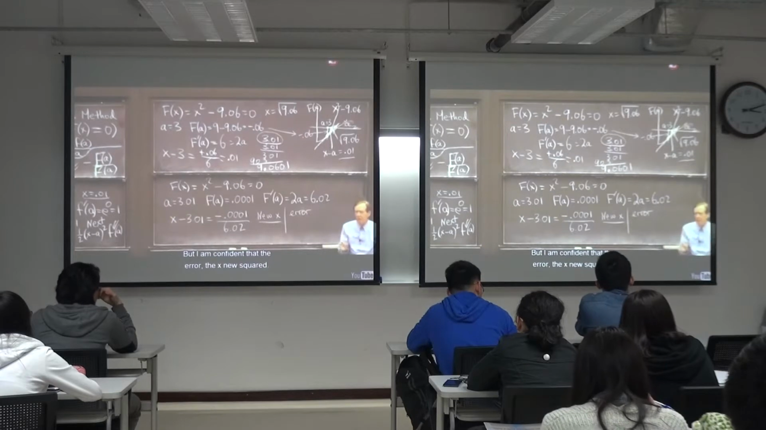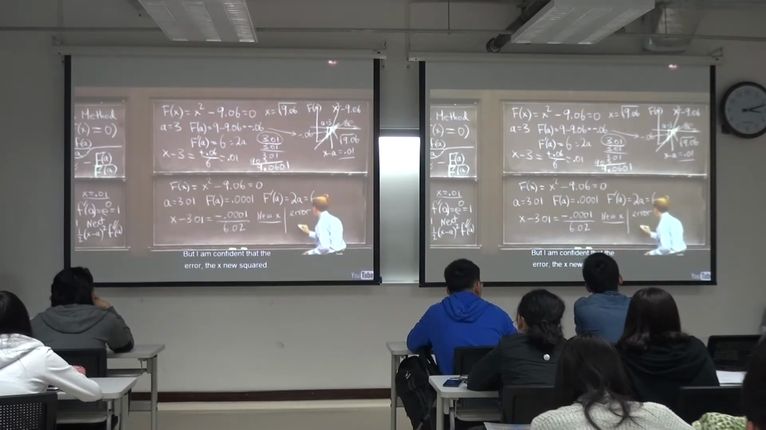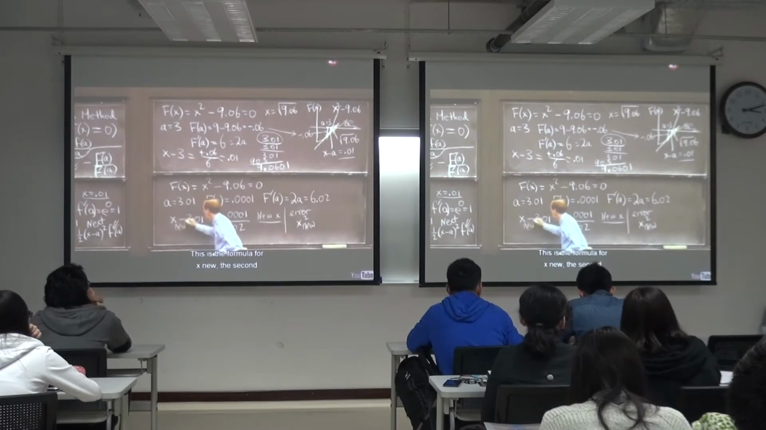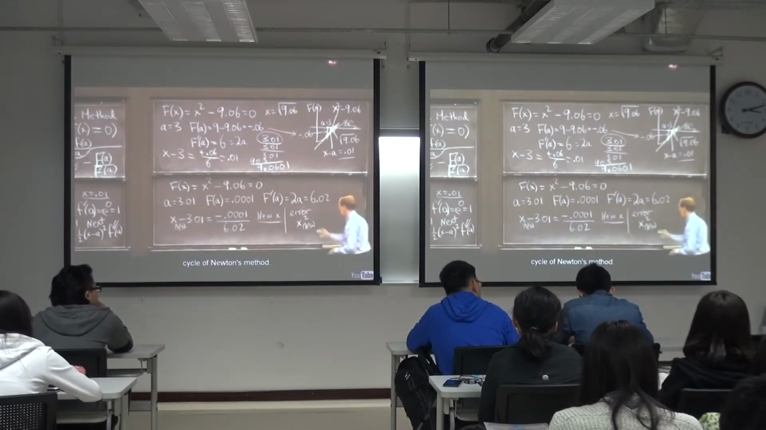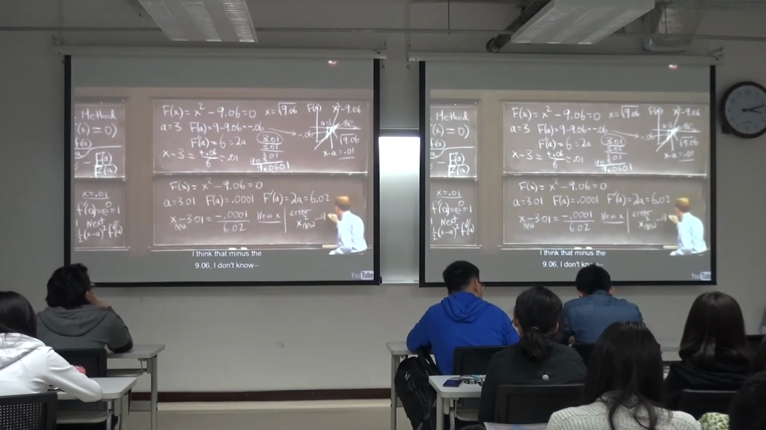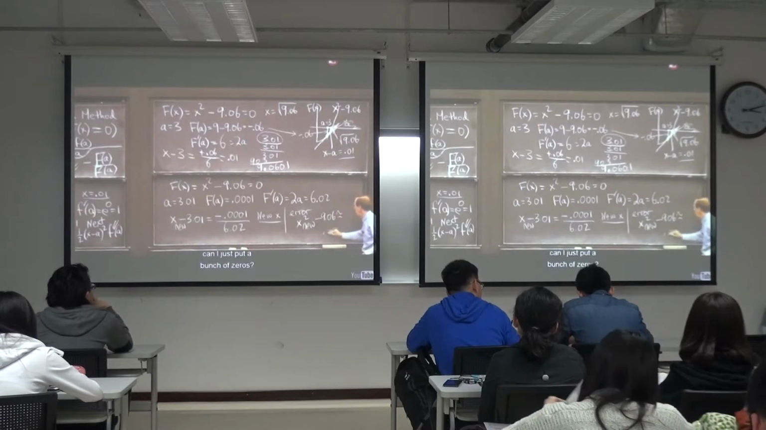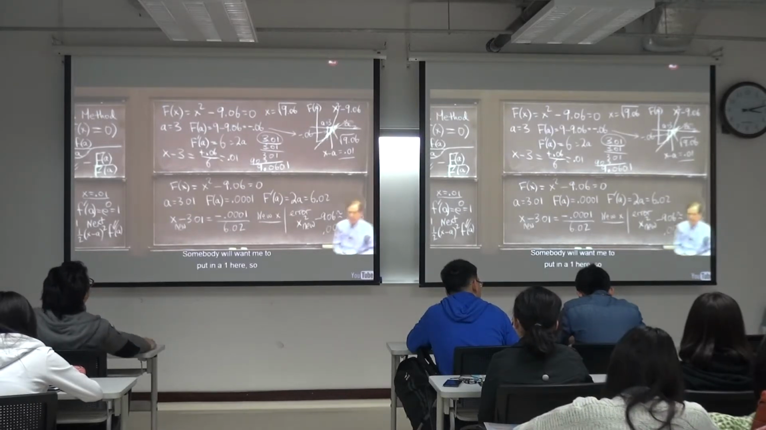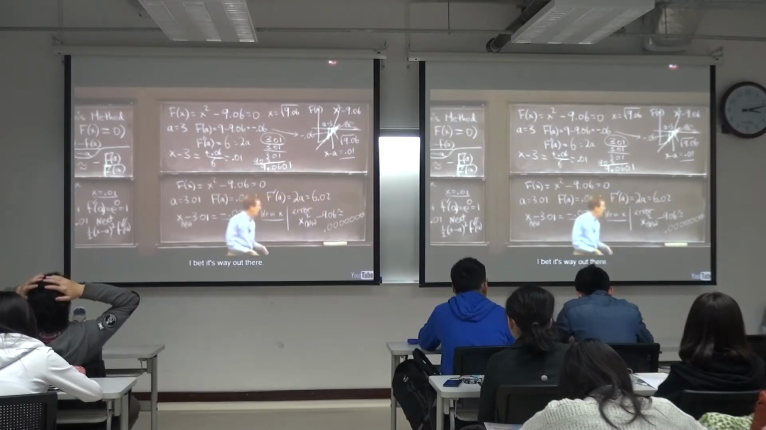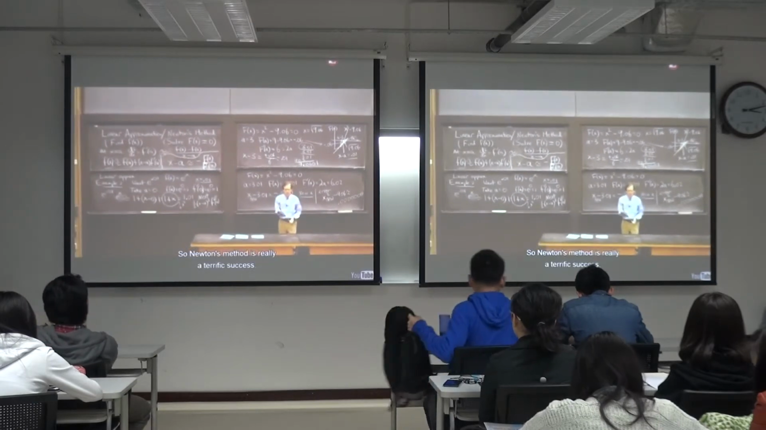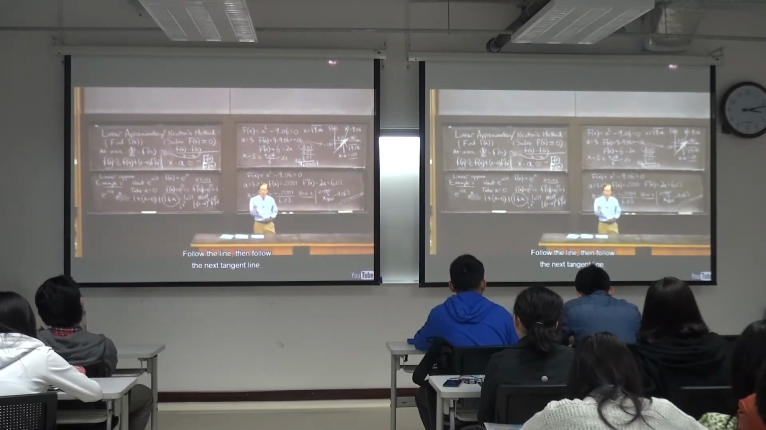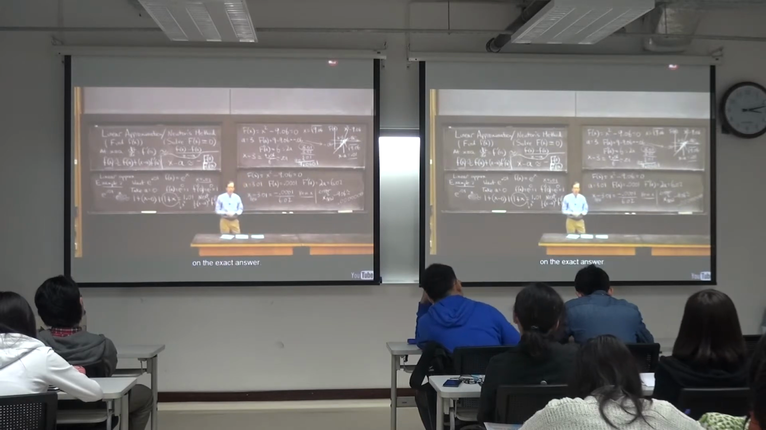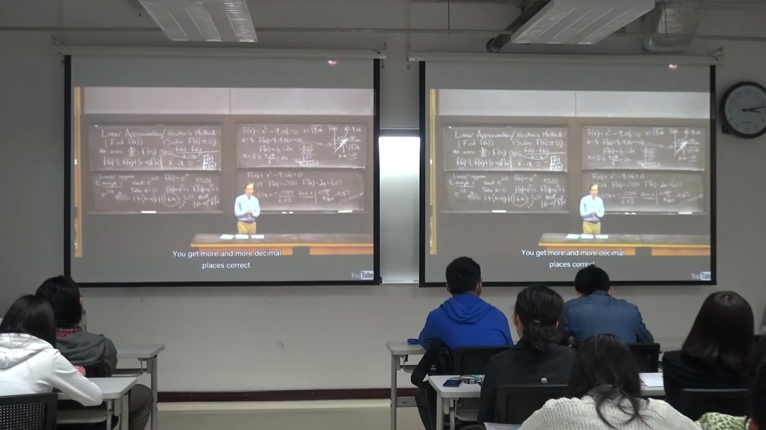But I am confident that the error, the x new squared, so this is the formula for x new, the second cycle of Newton's method, minus the 9.06, I don't know, can I just put a bunch of zeros? Somebody will want me to put in a 1 here, so I'll put in a 1. I've got this way out there. So Newton's method is really a terrific success. Follow the line, then follow the next tangent line, then follow the next one, and you home in very, very quickly on the exact answer. You get more and more decimal places correct.